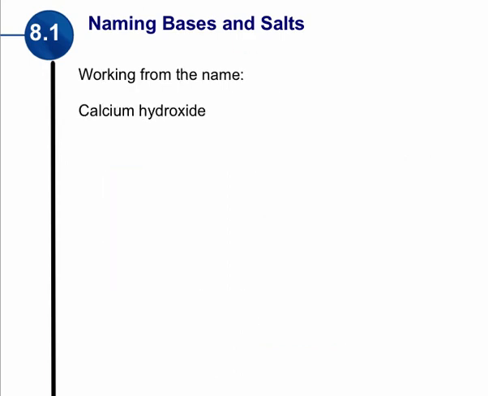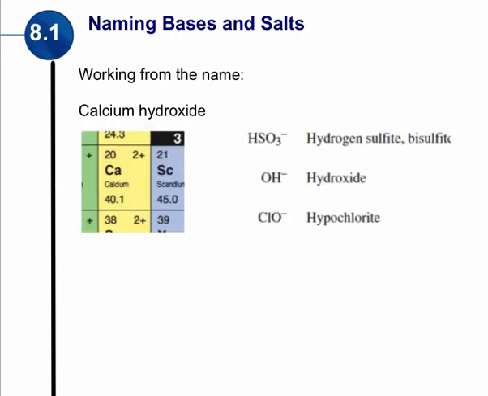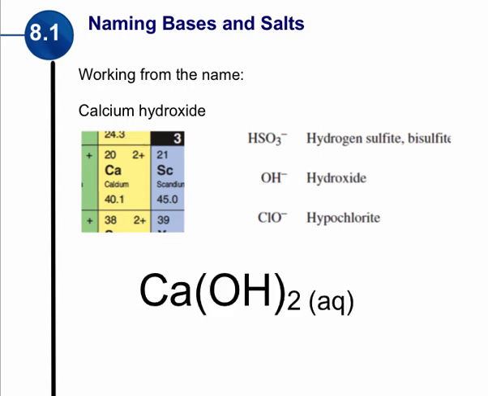Very similar if we have a base, calcium hydroxide. Notice the name doesn't say acid, so we know it's a base. Calcium hydroxide, there's no need for our guide. All we have to do is look on the periodic table and look on our list of polyatomic ions. Calcium is a 2 plus, hydroxide is a 1 minus, which means we'll need 2 hydroxide to balance the charges. And we have the chemical formula Ca(OH)2, again with that AQ, because we have a base.